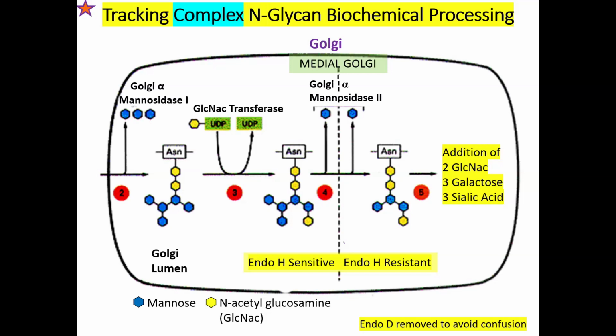As soon as it becomes a complex protein, it is resistant to endo-H. This cannot be cleaved by the endo-H. So if we do a time point of the trafficking study while they are passing through, you can essentially tell when it passed the medial Golgi.